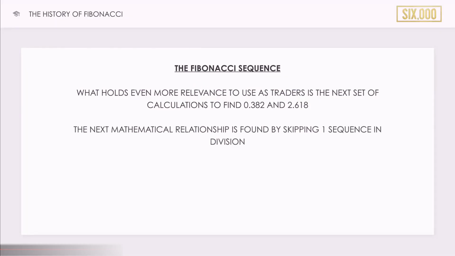The next mathematical relationship is found by skipping one sequence in division. So before, we were using 34 and 55. Now we're using 21 and 55, skipping 34. We could also use 34 and 89. So we can see here 21 divided by 55 gives us 0.382. Flip those numbers, it gives you the inverse ratio relationship, just like it did with 1.618 and 0.618. We divide 55 by 21. This gives us 2.618.